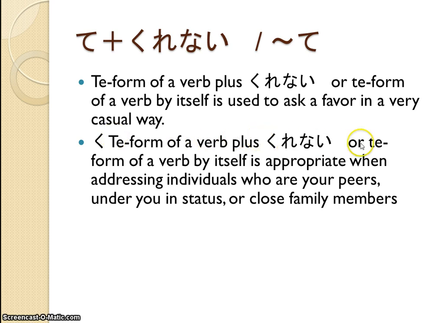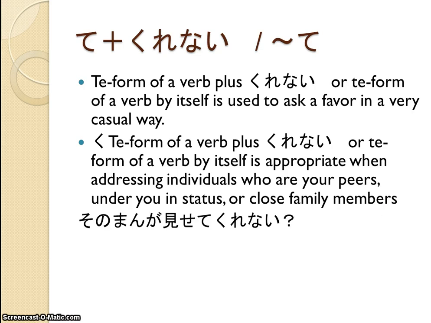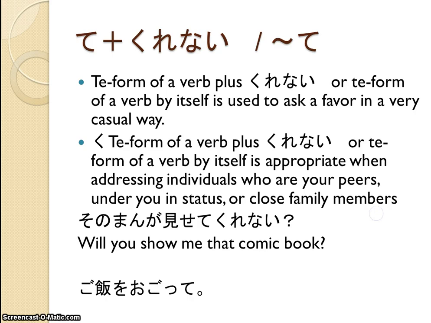The te form of a verb plus kurenai, or the te form of a verb by itself, is appropriate when addressing individuals who are your peers or who are under you in status, like an underclassman, or a close family member. This can be your mother or your father or your siblings as well. Now, その漫画見せてくれない means will you show me that comic book? ご飯をおごって. Now, おごる is the verb, and that means to treat someone to a meal. So, will you treat me to a meal?